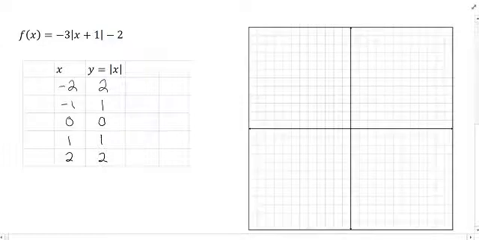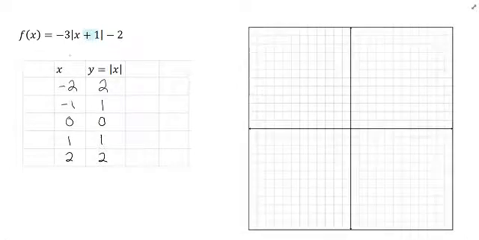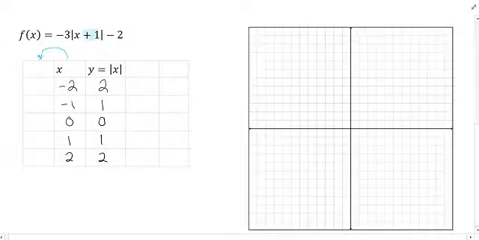Okay, now we work inside my function. Inside my function, I have a +1. That means I'm going to go to the left one. So I take my x values to move to the left one, and the way we move to the left by 1 is to subtract 1. So all my x values will be 1 less. So -2 minus 1, -1 minus 1, 0 minus 1, 1 minus 1, and 2 minus 1.